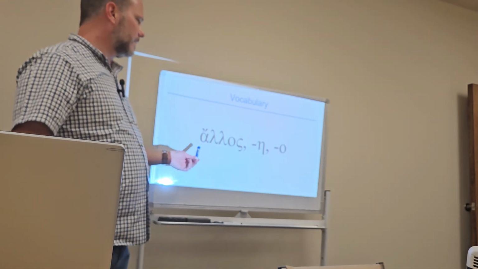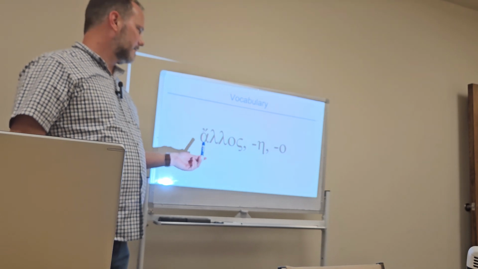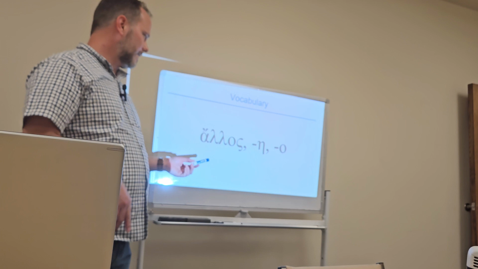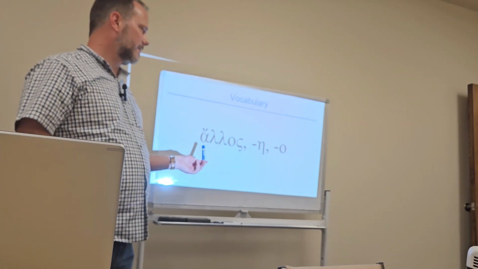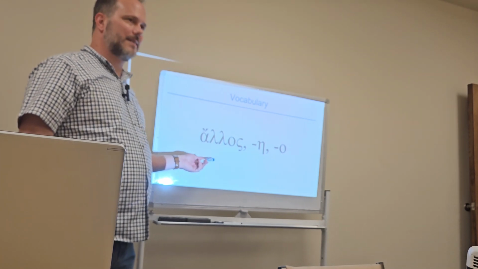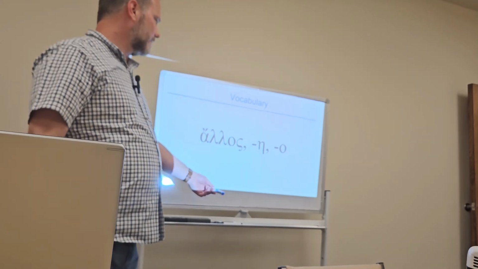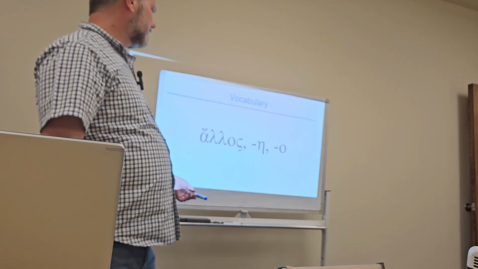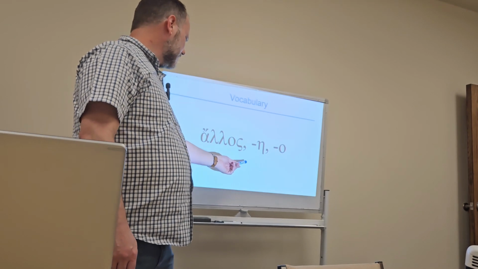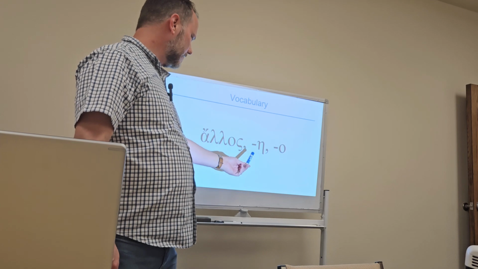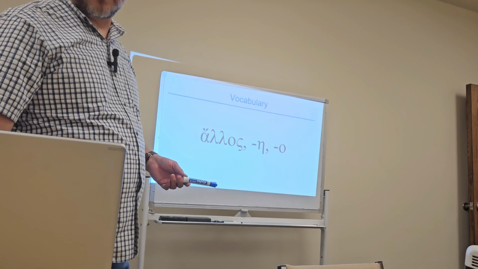So anybody want to pronounce this? Allos. Accent up front. Allos. Anybody want to guess what this means? Other. Yeah, or another too. And then once again, we've got our lexical forms here. I'm trying to think, why do we have the eta here? I don't remember. I'm drawing a blank, so forgive me. I need to look that up and get back with you on that one.